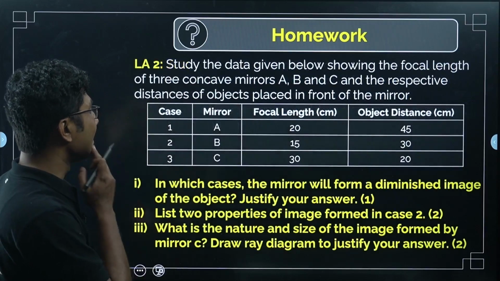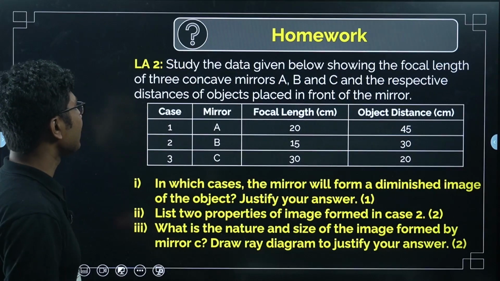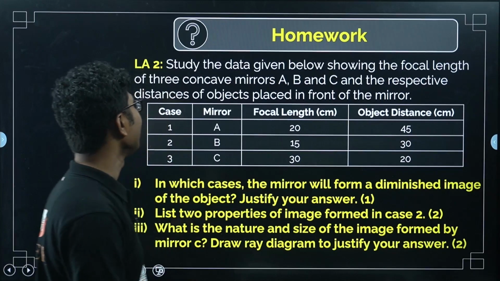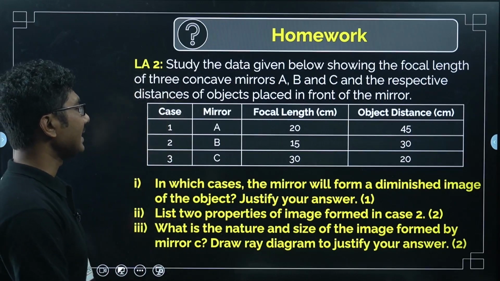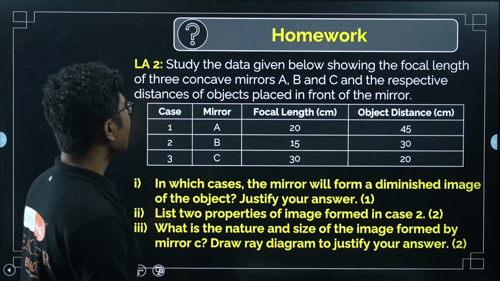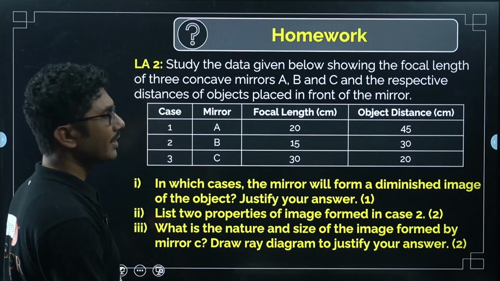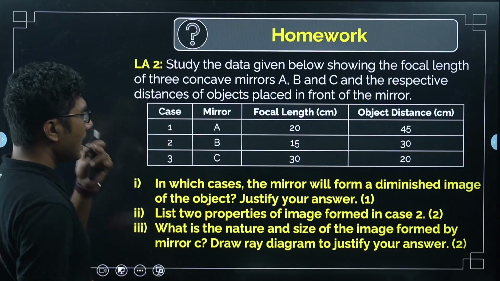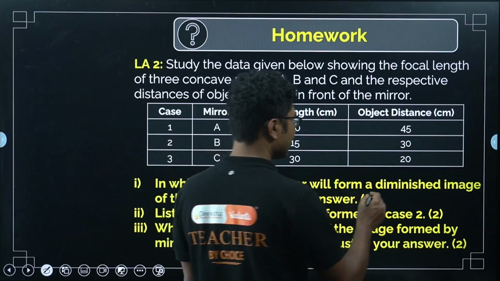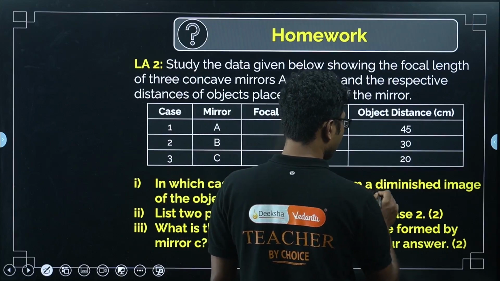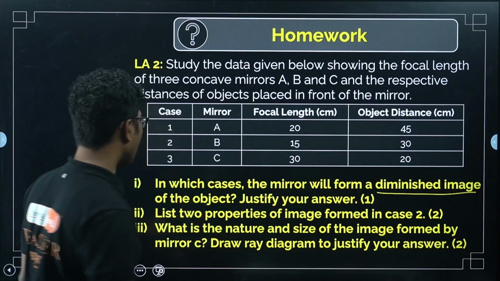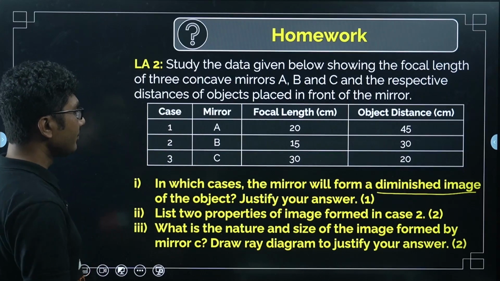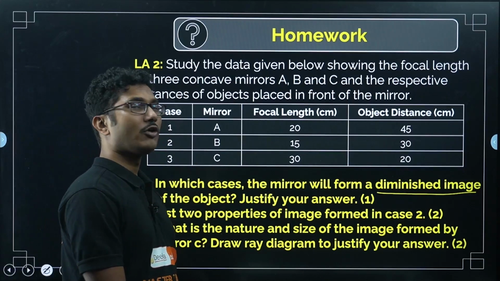Okay, now this is a very interesting and important question. Study the data given below showing the focal length of 3 concave mirrors A, B, C and the respective distances of the objects placed in front of the mirror, right? In which cases the mirror will form diminished image of the object, justify your answer. So what is the first part? First part of the question was in which cases the mirror will form a diminished image.